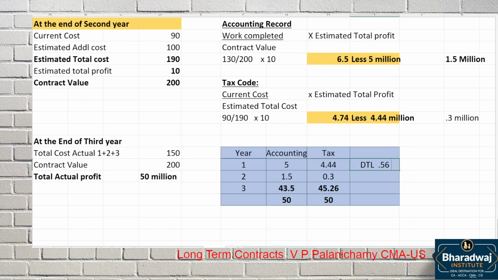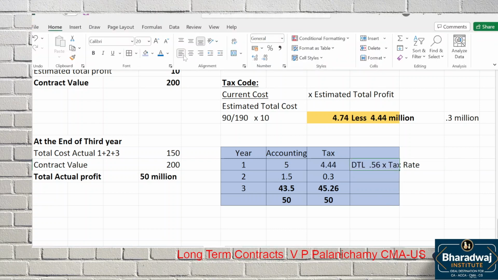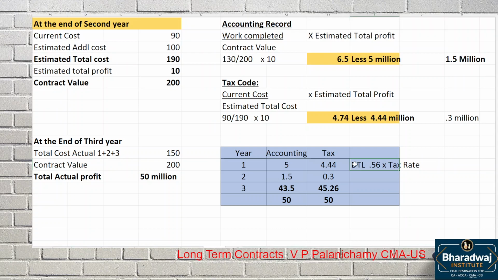Deferred tax liability, the difference 0.56 into tax rate we have to multiply. Tax rate is not given. Suppose they had given it, you would have multiplied with the tax rate. 0.56 million into tax rate, that is for the first year. Second year also, accounting profit is more than which profit? Taxable profit. You will create a deferred tax liability of the difference.